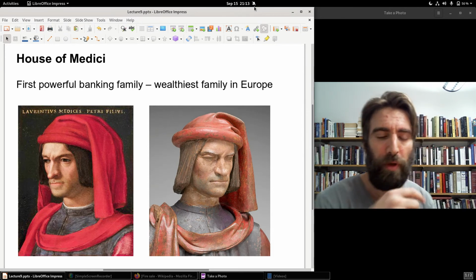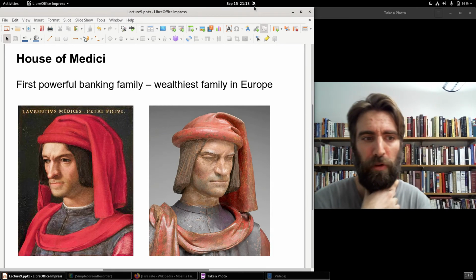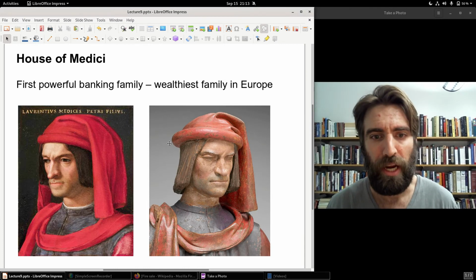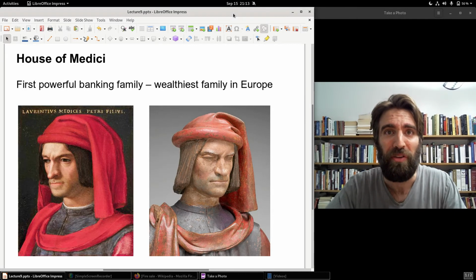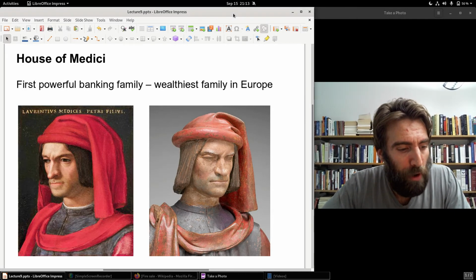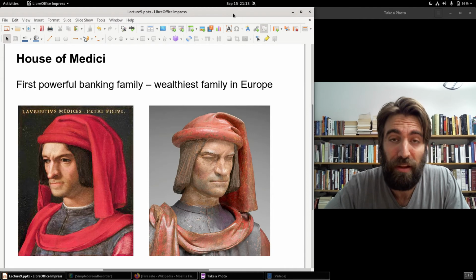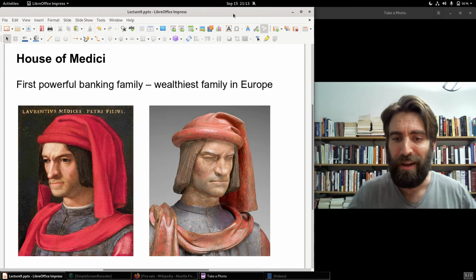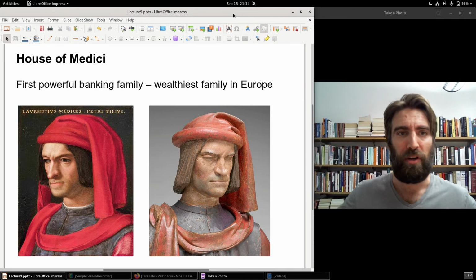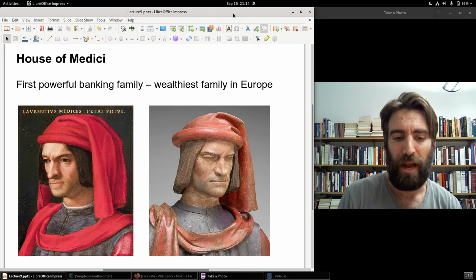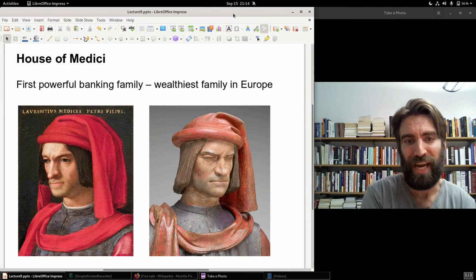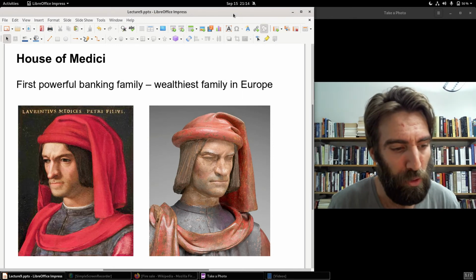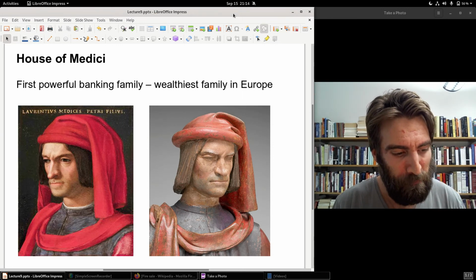To give you a little hint into just how powerful this banking family was, this is Lorenzo de' Medici here, Lorenzo here as well. The Pope was one of their major clients, and they conducted money changing services for the Pope. The Vatican got all sorts of different foreign coinages pouring in from all over Europe, and the Medici performed that very valuable service of changing out the different foreign coinages into a local coinage for the Pope.